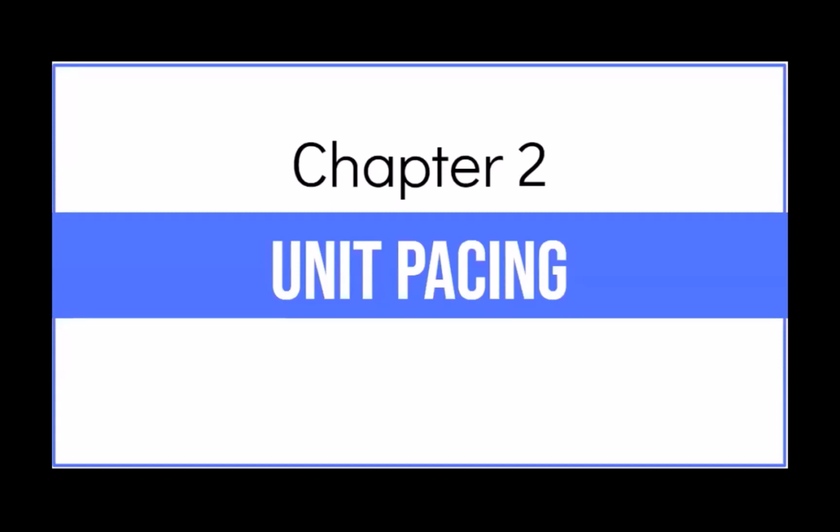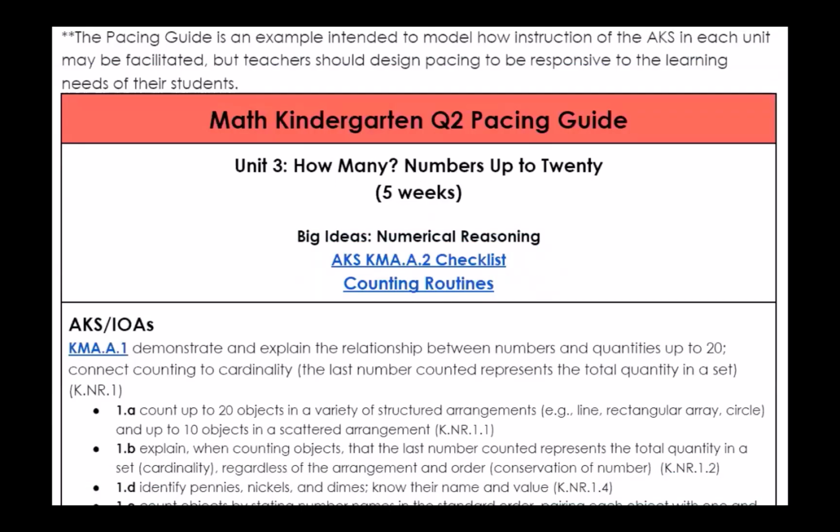Chapter 2, Unit Pacing. The pacing guide is an example intended to model how instruction of the AKS and IOAs in each unit may be facilitated, but teachers should design pacing to be responsive to the learning needs of their students. Let's take a look at our pacing guide for Unit 3. In the box which names the unit, you will see the suggested pacing. For Unit 3, we suggest about 5 weeks.